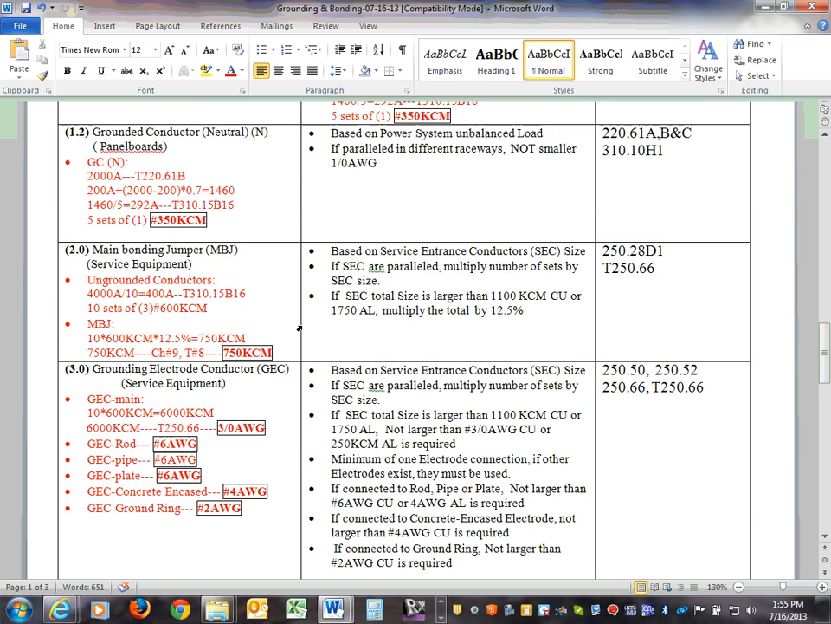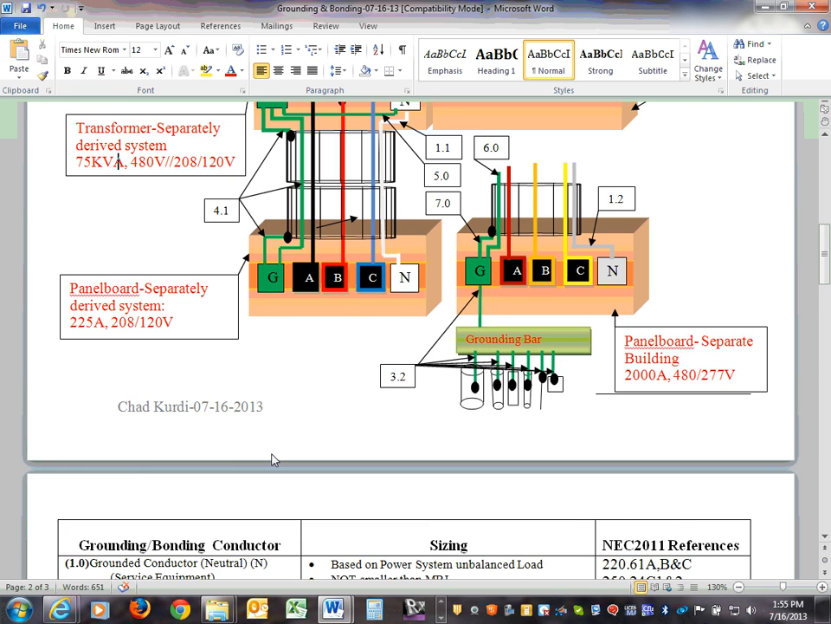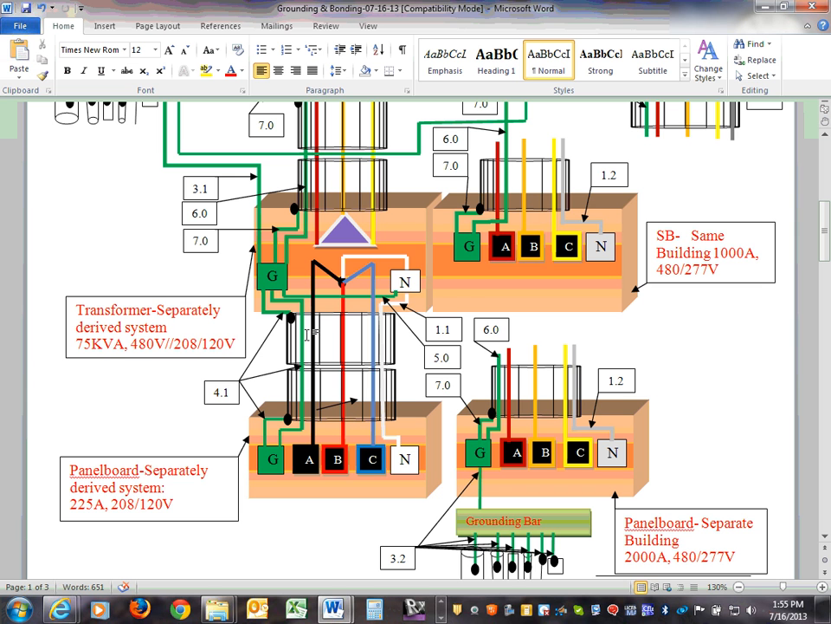4.1. If you guys go to 4.1, 4 is supply side bonding jumper. If you look at the supply side bonding jumper, guys, let's look at the 4 first. This one is supposed to be a 4. Where's my 4? Here. That conductor.